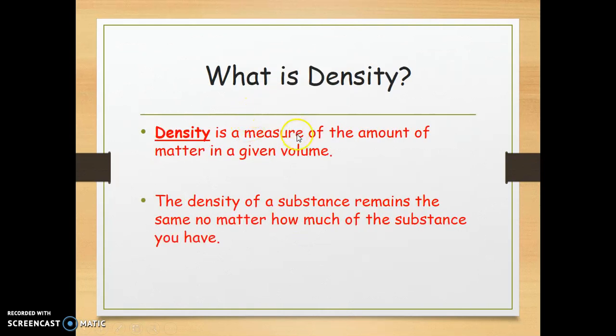Density is a measure of the amount of matter in a given volume. So we're going to relate volume and mass with density. The density of a substance remains the same no matter how much of the substance you have. Water's density will always be the same here on Earth as it is on the moon or anywhere else in the universe. If I took iron and measured the mass and the volume and calculated the density, it'd be the same here on Earth as on the moon or Mars or anywhere else. Density never changes. It's one of those properties of matter that usually identifies what it is.